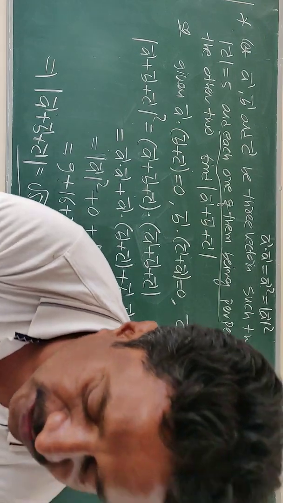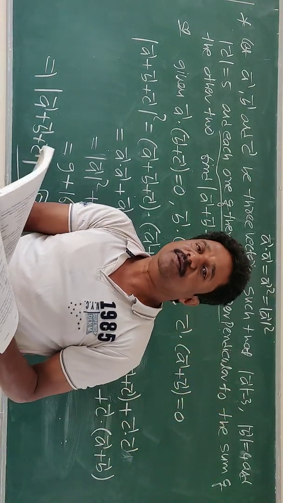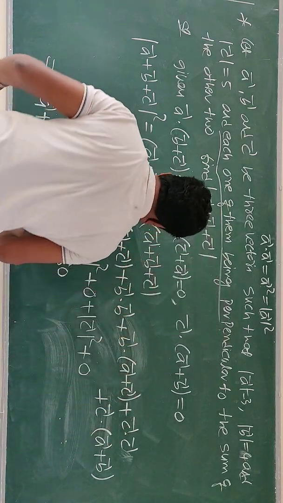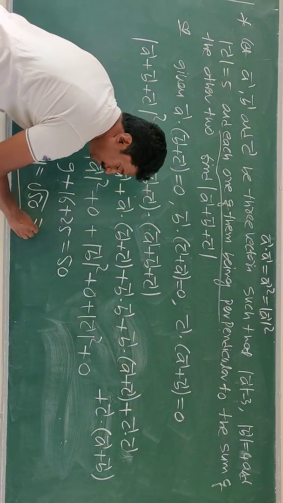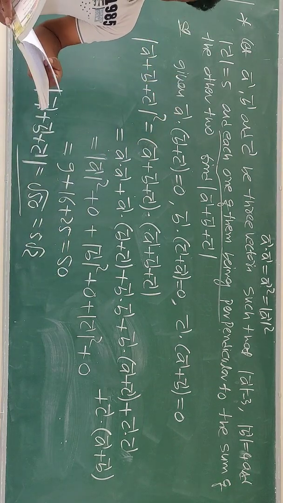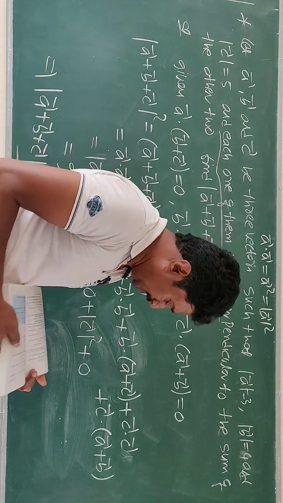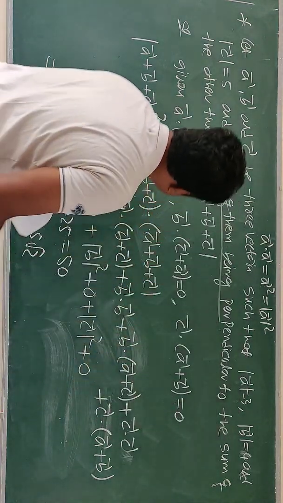I hope you understood these 3 more questions, students. Root 50, or you can write it as 25 times 2, so 5 root 2. Next question. Let us solve the next question. Find the value of x.